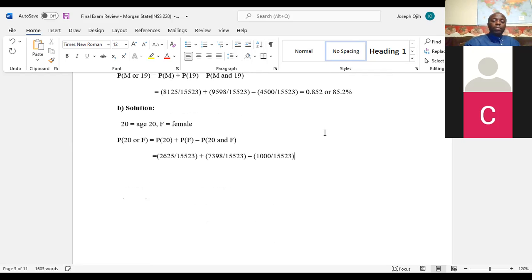15,523. Okay. So now you plug this into the calculator. You write it down. You can plug it in. 2625 over 15,523, plus 398 over 15,523, minus 1,000 over 15,523. So we'll go and plug this into the calculator and get our answer in. Okay, right here.